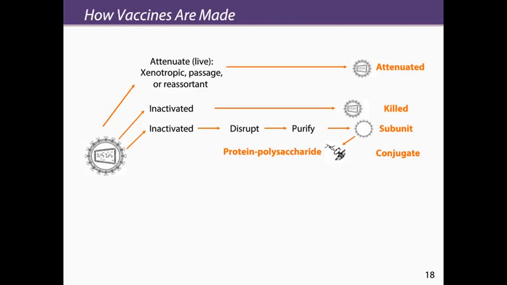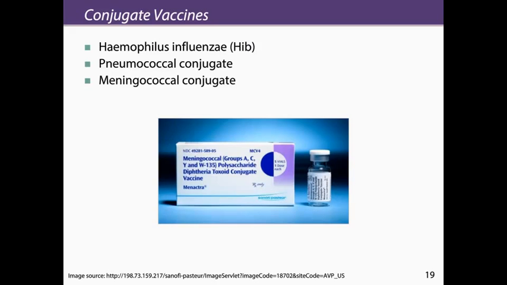Some of the purified subcomponents of organisms, such as the outer polysaccharide coating on many bacteria, are not very immunogenic, especially in very young children. Through the process of chemically linking those polysaccharides to a protein, one can develop a conjugate vaccine and make the antigen much more immunogenic. The three conjugate vaccines that we have in widespread use today include the Haemophilus influenzae, or Hib, vaccine, pneumococcal conjugate vaccine, and meningococcal conjugate vaccine.